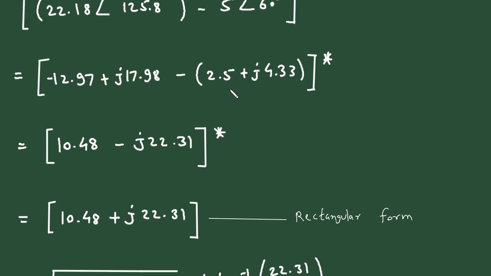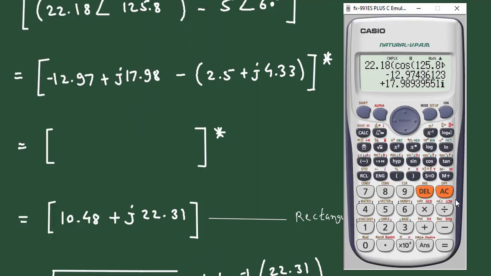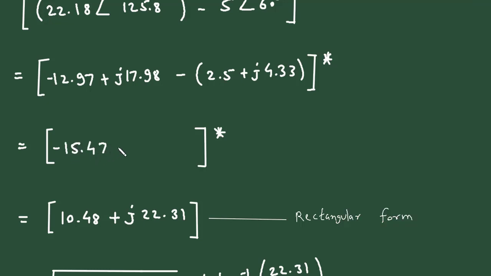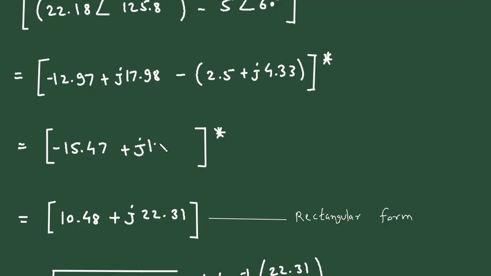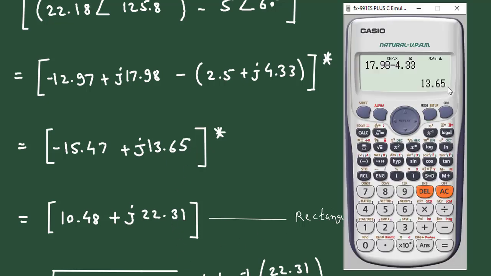Now if we simplify this, this answer will change. So now this will be minus 12.97, minus 12.97, and this will be minus 2.5. So it is minus 15.47, and now the imaginary part will be 17.98 minus 4.33. So it is 13.65. So here we can write plus j13.65.